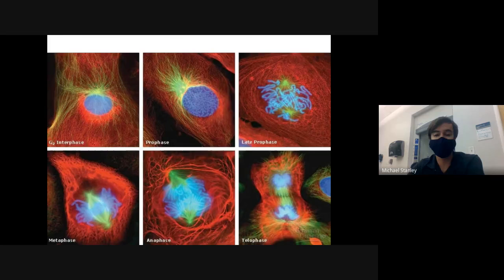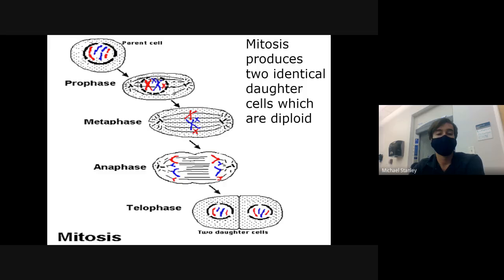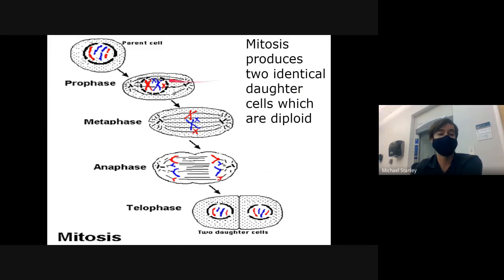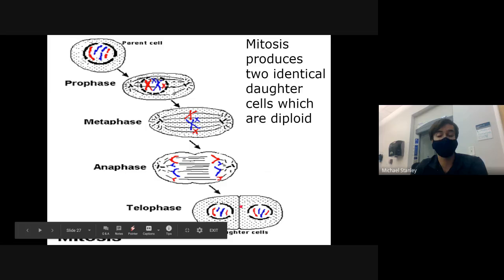So again, we go through this whole process all so that we can end up with two diploid cells. So they each have two copies of each chromosome. So two blue copies and two red copies, and they are identical to the initial cell. So both of these cells should have the exact same DNA, the exact same structures, the exact same proteins as that original cell.